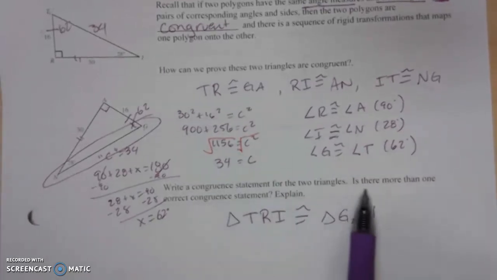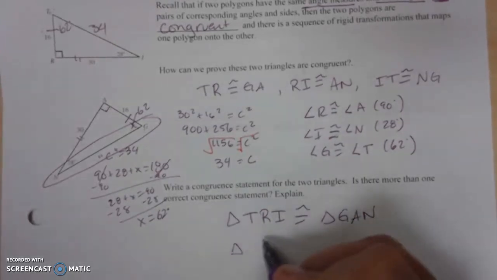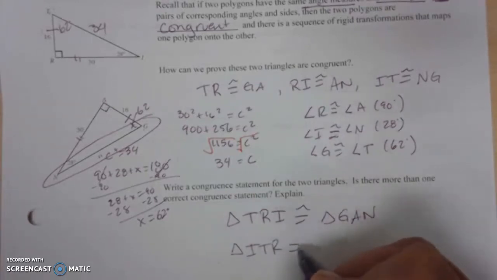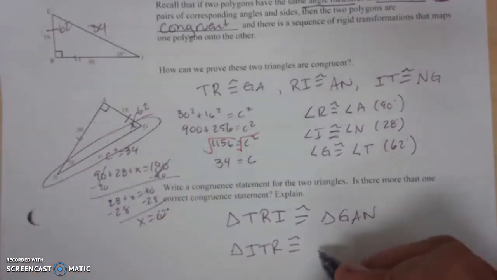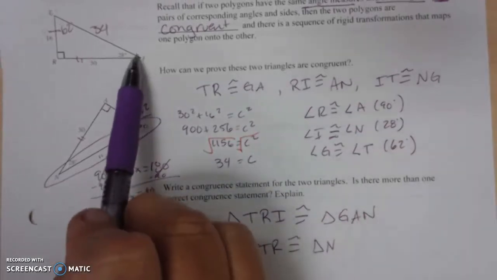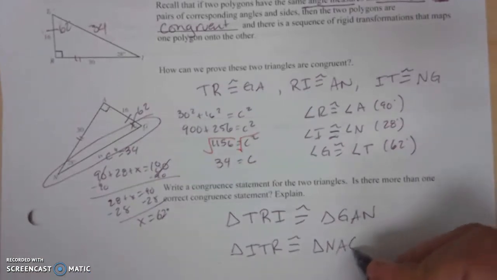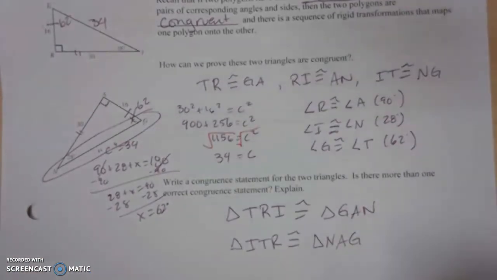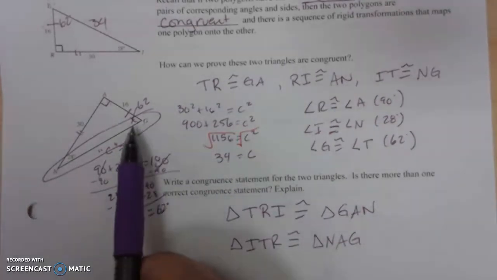Now the question says, is there more than one correct congruence statement? Yes, there is. I could have put ITR, right? I could have gone this way. ITR is congruent to triangle N. I started at 28, I went to 62, 28 to 62, NAG. And notice the letters line up. Notice the T goes with the G. And when I have it in, did I do this right?